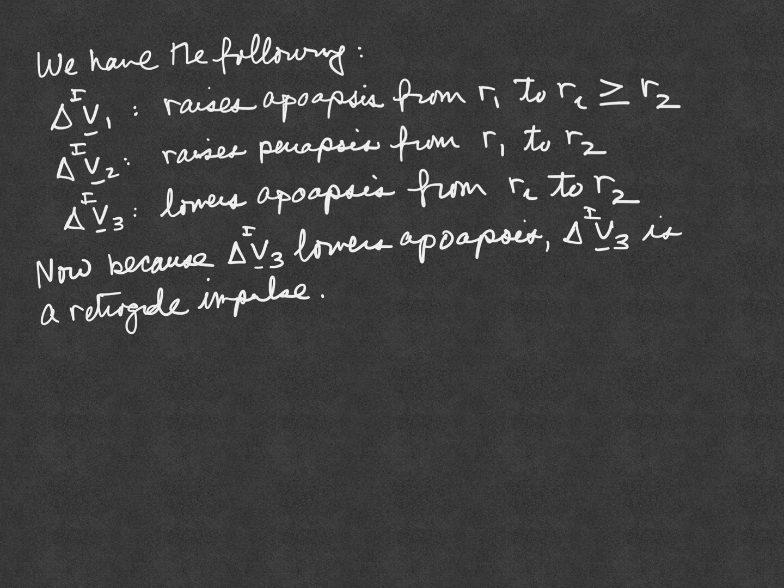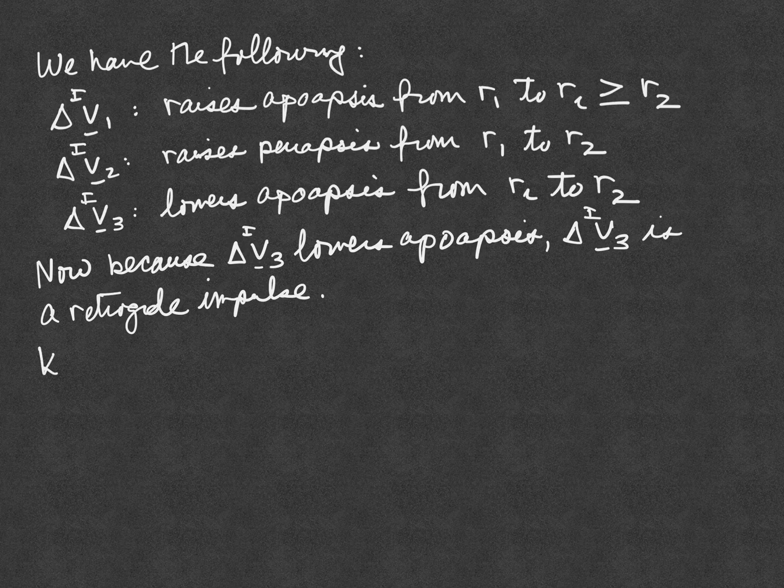So that's where this becomes a little bit trickier with regard to the bi-elliptic transfer as compared to the Hohmann transfer, because in the Hohmann transfer, both impulses raised the size of the orbit, but this third impulse actually has to lower the size of the orbit because it has to lower the apoapsis. So we'll get into the details now of how this works.